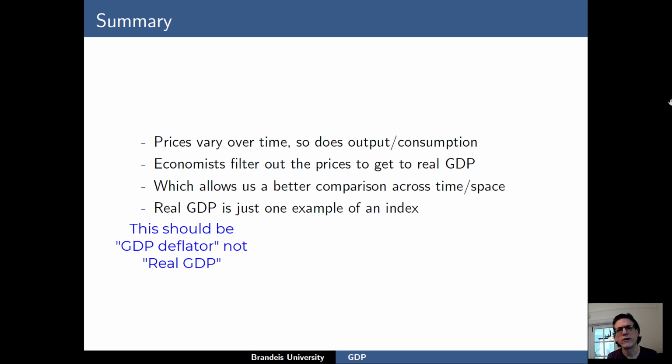So to summarize, prices vary over time, and output and consumption vary over time. We really want to focus on the latter, the changes in output and consumption. So we filter out the prices from nominal GDP to get to real GDP. And the GDP deflator, there's a typo in here, is just one example of an index.